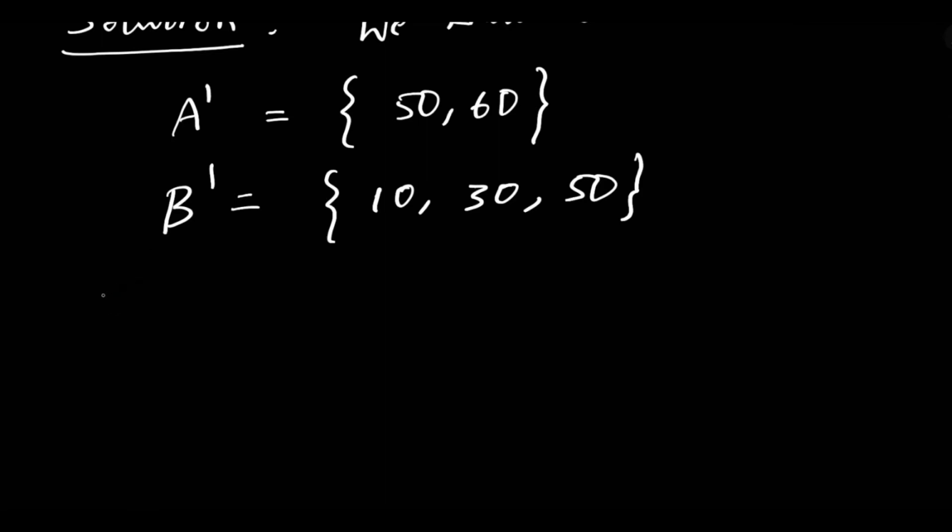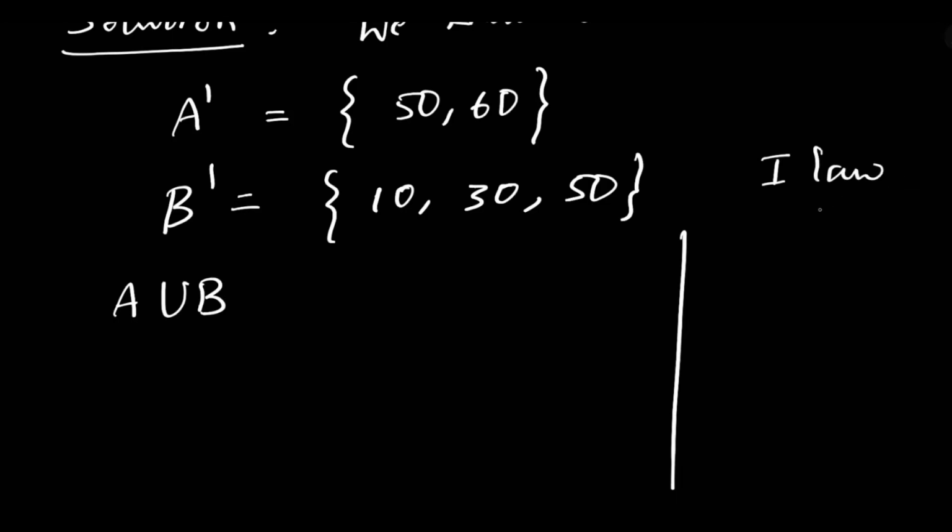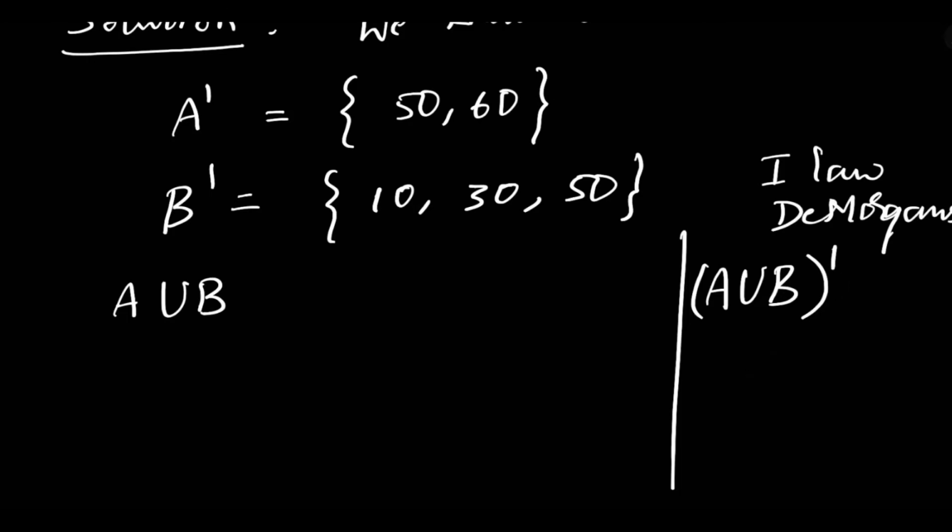Now, what are the other things we need to verify the law? You need to know A union B. What does the first law say? First law, De Morgan's law. What does that say? A union B, the whole complement, is equal to A complement intersection B complement. This is what we need to verify now.